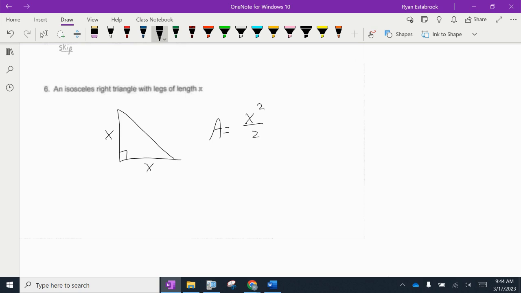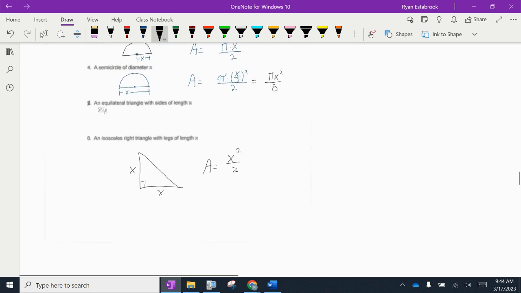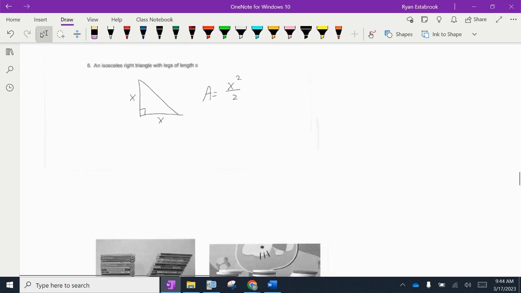Knowing our area formulas and knowing how to use them depending on whether these lengths are x, y, 2x, or 3x, small little variations to find those areas is going to be significant for us.